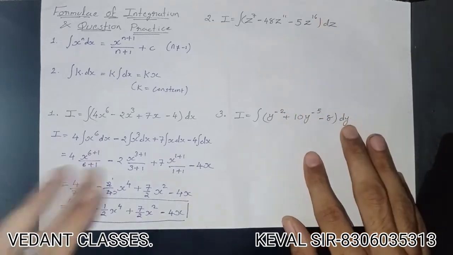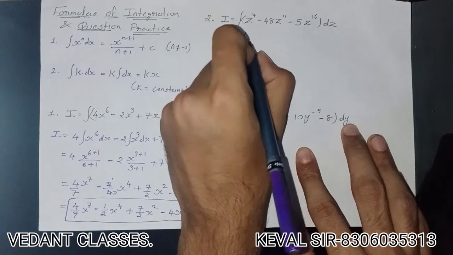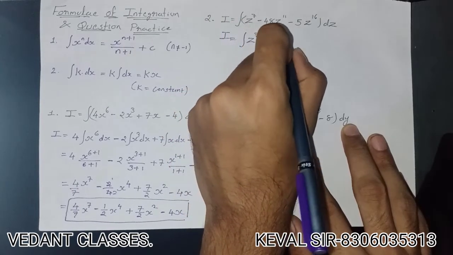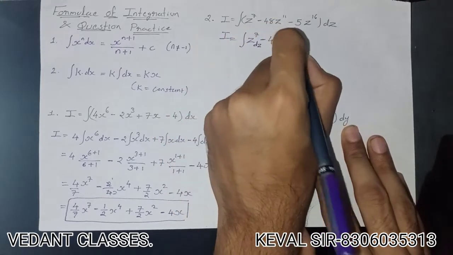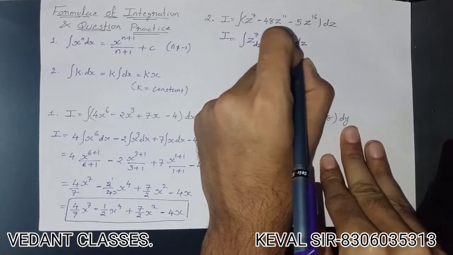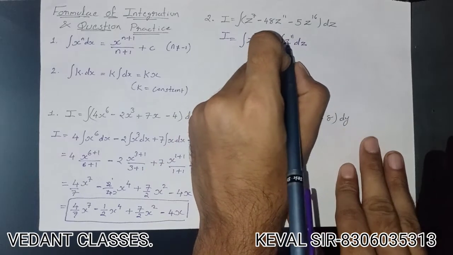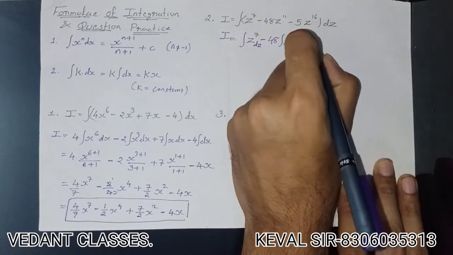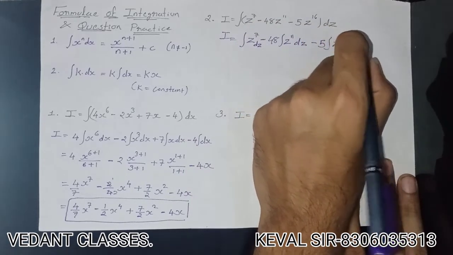Let's solve another question. I is equal to integration of z raised to 7 minus 48 integration of z raised to 11. Here we need to write dz. Now see, the variable and the derivative dz must be the same. You cannot write dx over here. If the variable is z, then this must be a dz. Then this will be minus 5 integration of z raised to 16 dz.